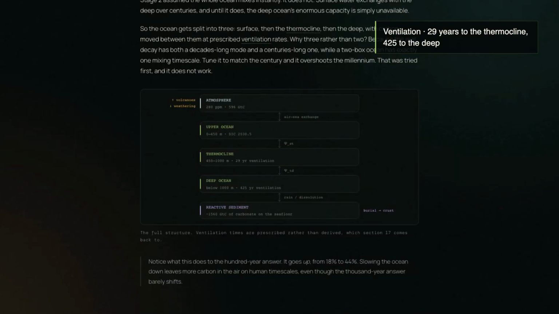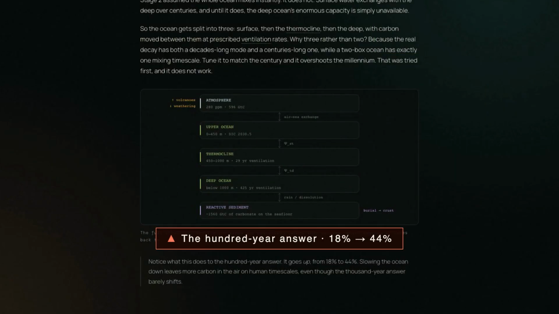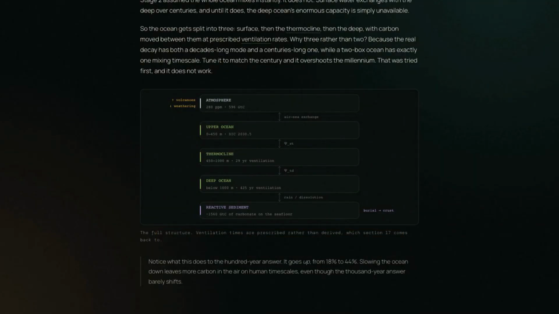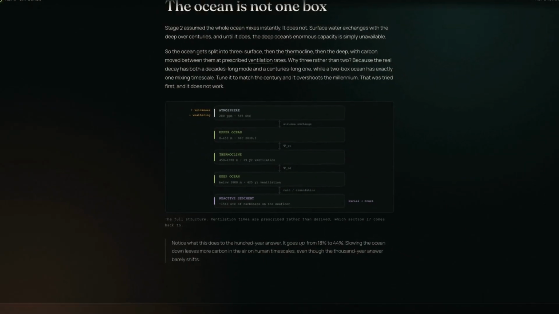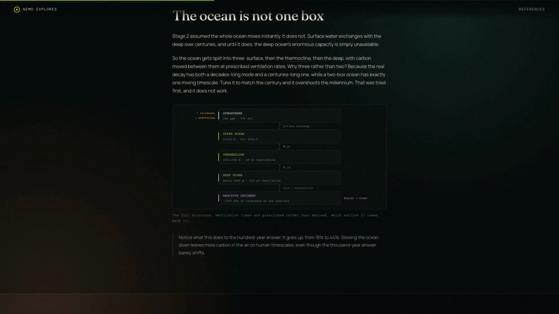Now, notice what that does to the 100-year answer. It goes up from 18% to 44%. Slowing the ocean down leaves more carbon in the air on human timescales, even though the 1,000-year answer barely shifts.